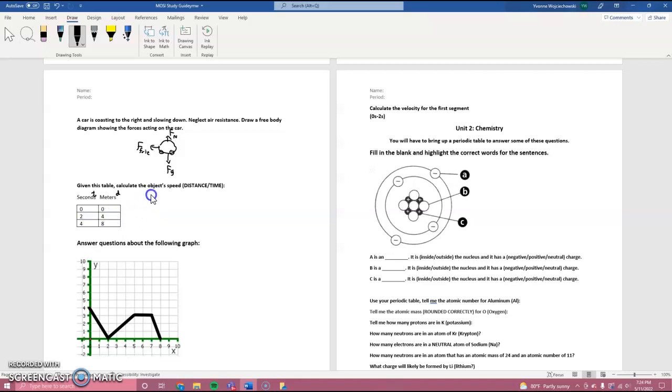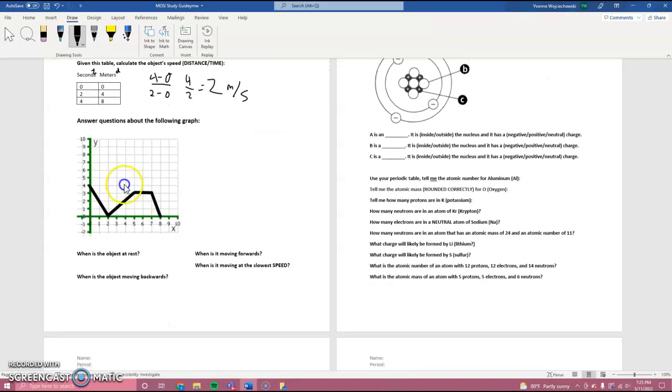our other point. So if we do y2 minus y1 over x2 minus x1, y2 is 4 minus y1 is 0, over x2 is 2 minus x1 is 0. We end up with 4 minus 0, which is 4, over 2 minus 0, which is 2. 4 over 2 equals 2. Our speed is 2 meters per second.